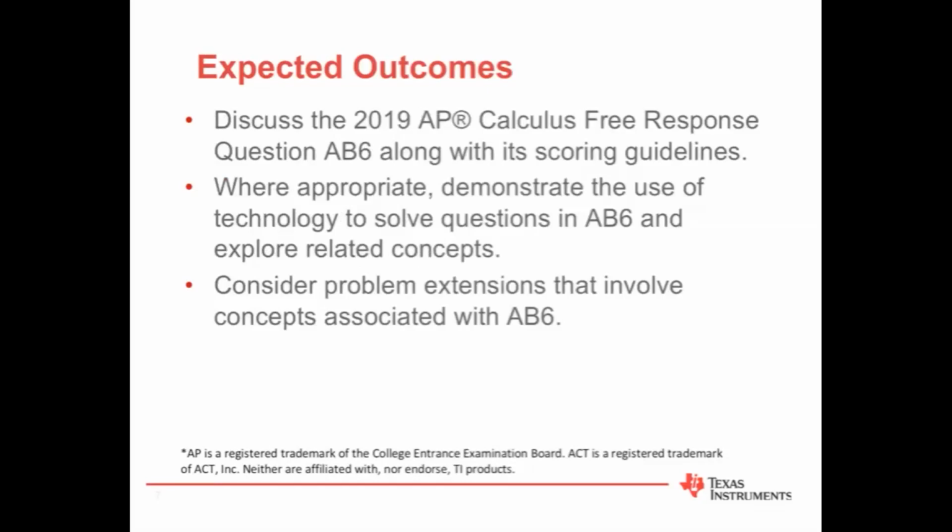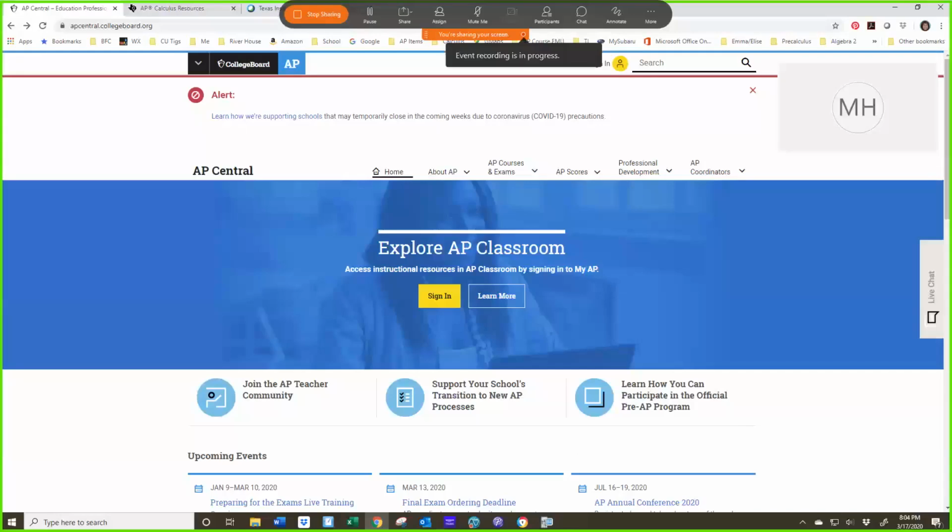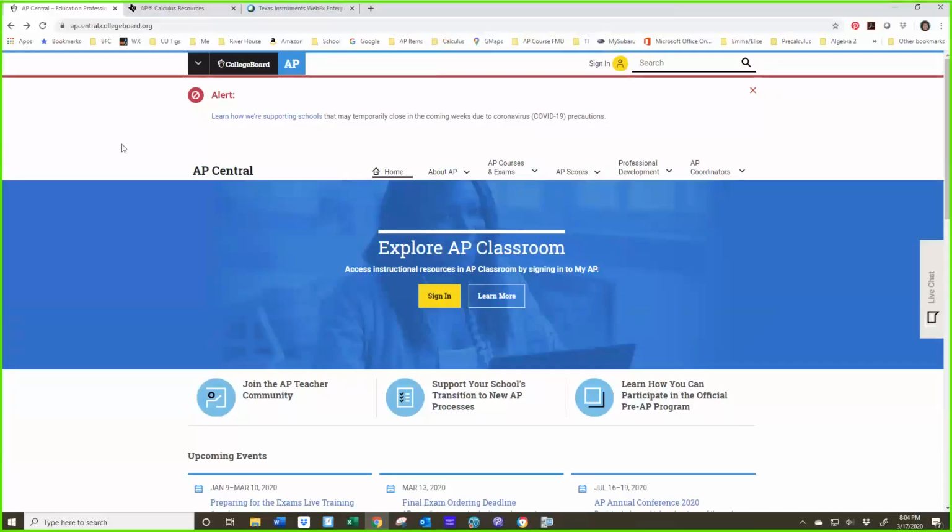And then, as Steve just mentioned, we're going to look at some problem extensions that might help a little bit with AB6. Now, we all know there's a lot going on in the U.S. right now, and probably on everybody's mind is what is going to happen with the AP exam. Well, we don't know, but I wanted to mention and show you where you can locate this information. If you go to AP Central, for those of you who are AP Calculus teachers, and I am one of those, we have an alert here, and if you click on this hyperlink that says Learn How We're Supporting Schools, we'll see what we have to say here.